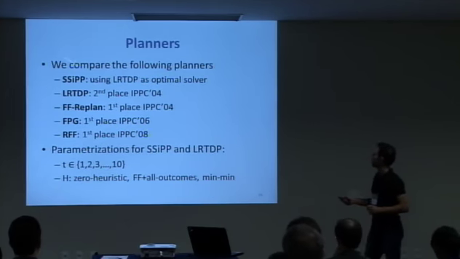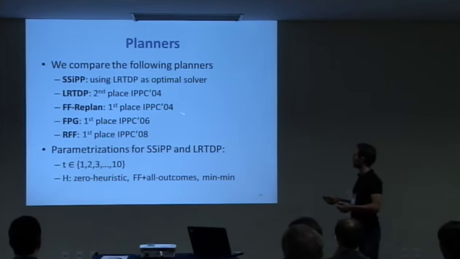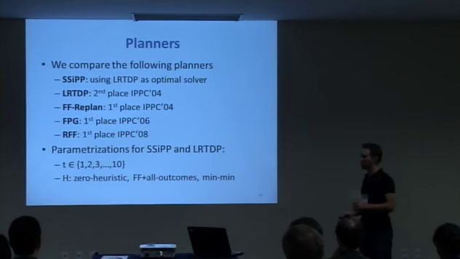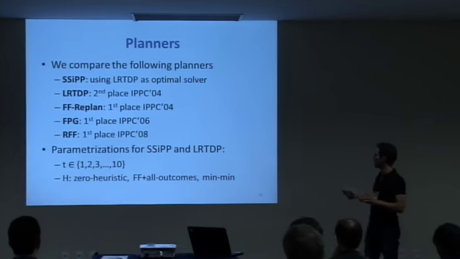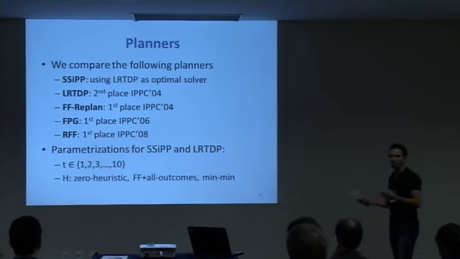I'm going to compare SSIPP using LRTDP as the optimal solver. I'm going to compare with LRTDP by itself, then FF-Replan, the first place of 2004, FPG, first place 2006, or FF, first place 2008. The parameters for SSIPP: I'm going to use T from 1 to 10, and the heuristic is going to be the zero heuristic, FF plus all-outcome determinization, and the mean.